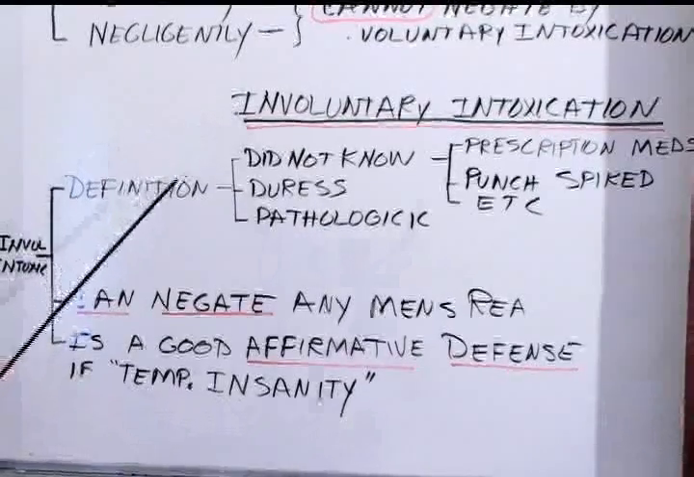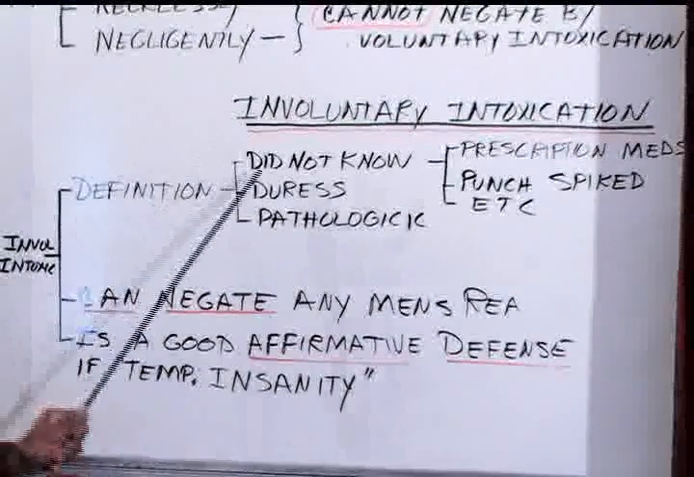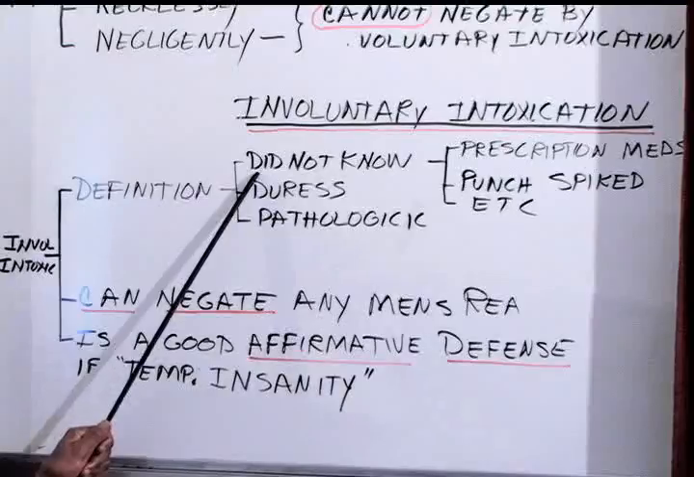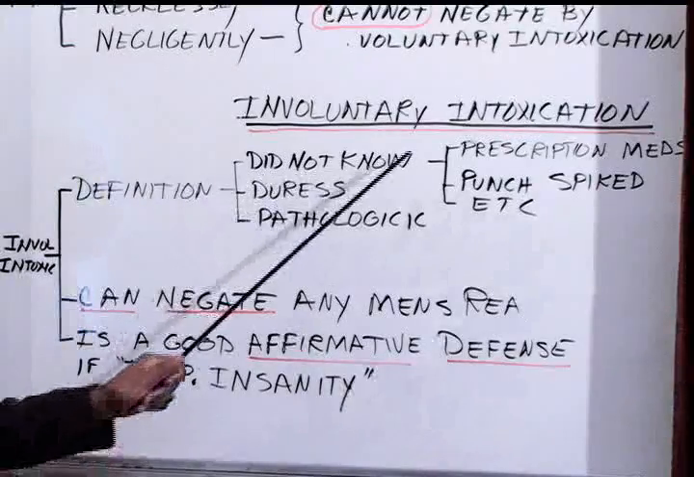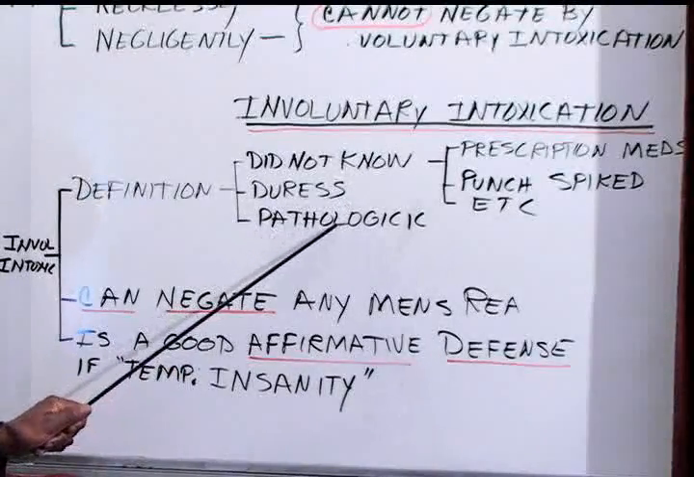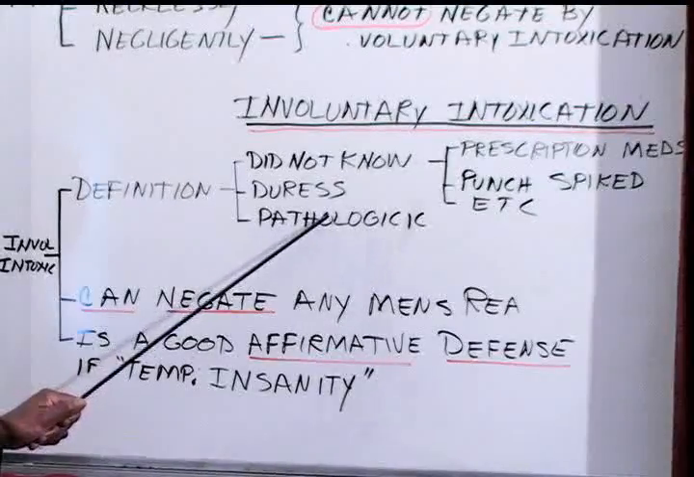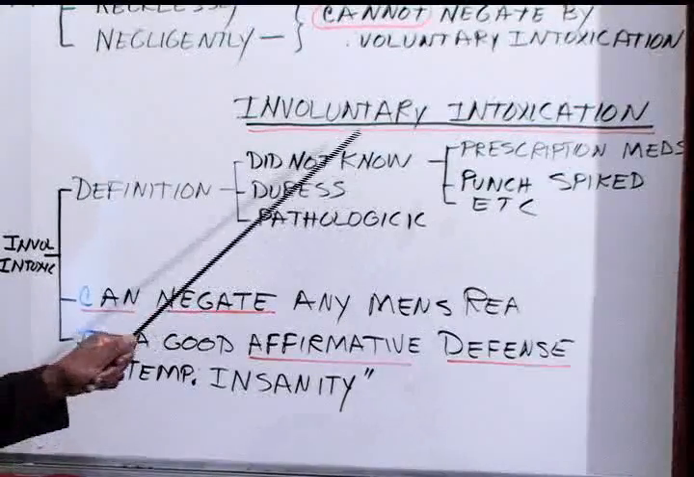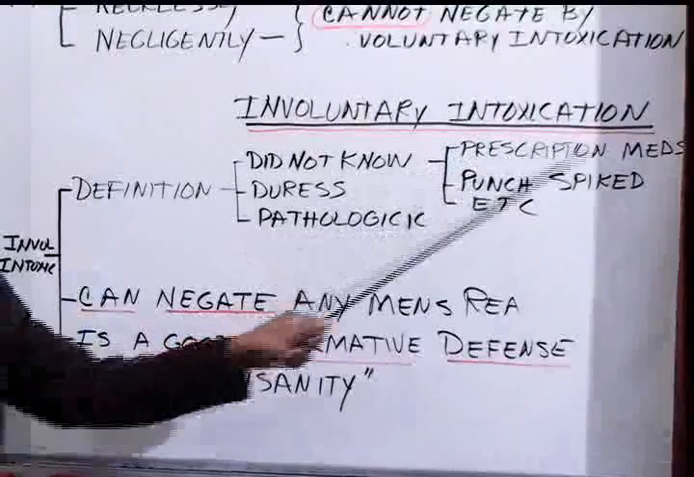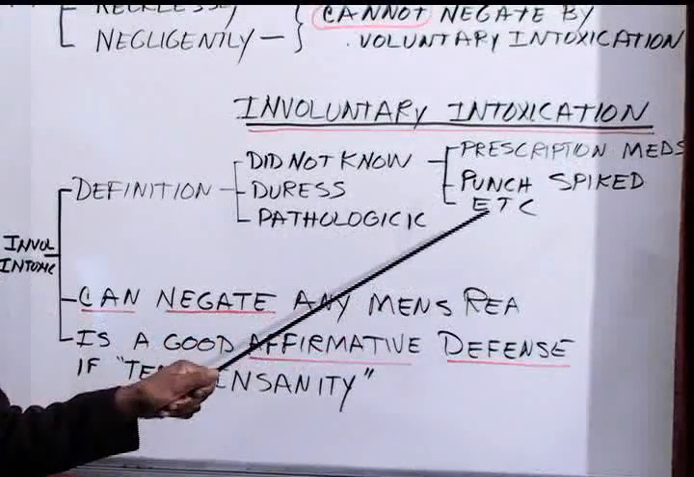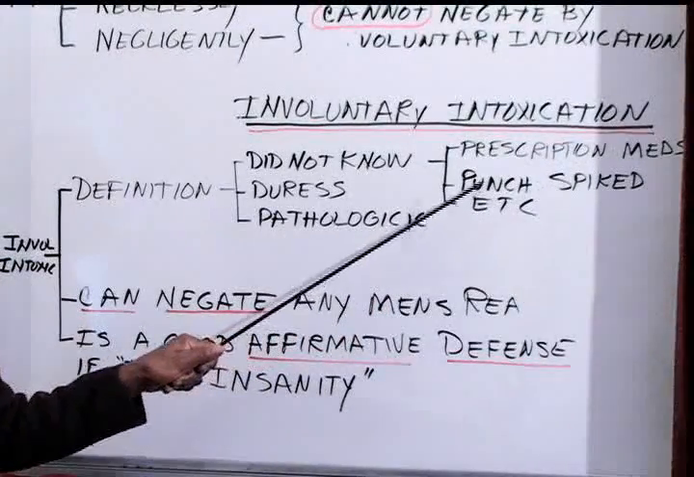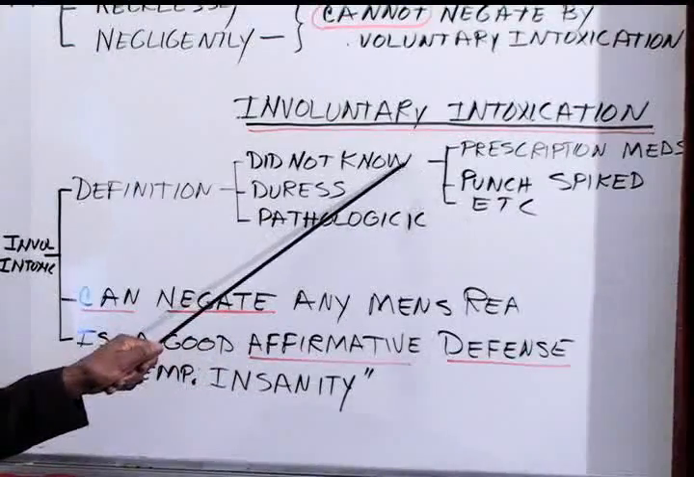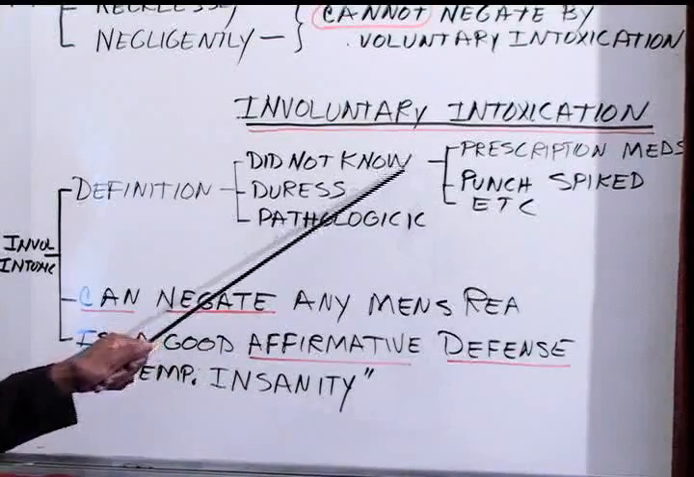Involuntary intoxication, first we need to define it. What do we mean by that? We mean that the person didn't know that this was an intoxicating substance, or they took it by duress, or it was the pathologic involuntary intoxication. I'll tell you about that. Person didn't know this can come from the use of prescription medicines, or they went to a party and somebody spiked the punch or something, so they simply didn't know that they were getting intoxicated.